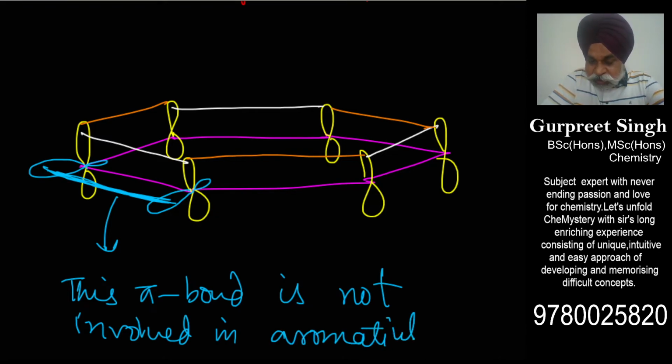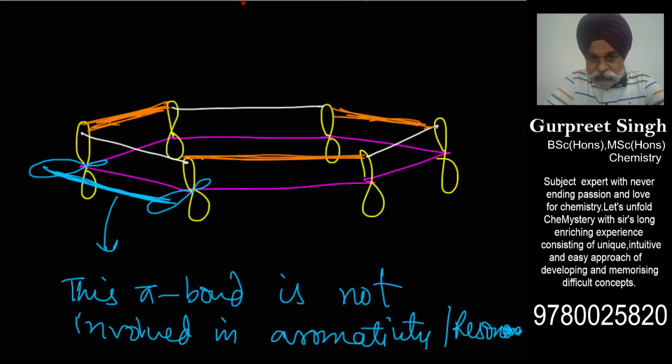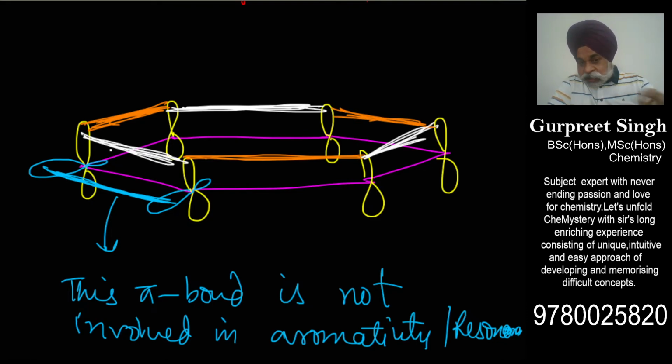Or you can say it's not involved in resonance. This is not involved in resonance. Other p orbitals, just like this one, can undergo sideways overlap and then undergo conjugation as well, which is being shown by the white marker. So here is a very, very important statement: in benzyne, this is sp2, sp2.